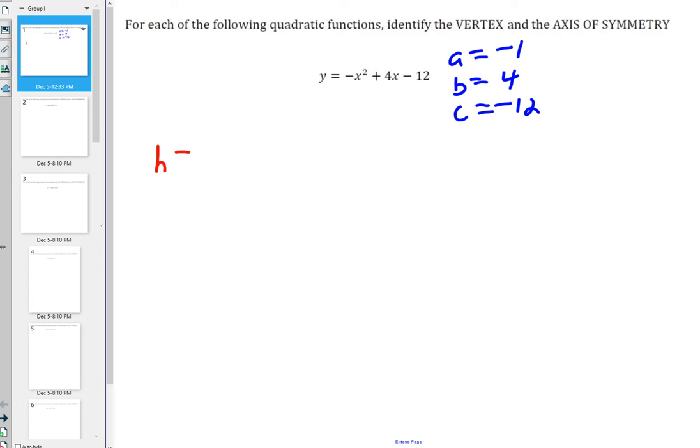So h is equal to -b over 2a. If b is 4, that will be -4 over 2 times a, which is -1. If you either do that in your head or put it in the calculator, you get -4 over -2, which is +2. I could answer the axis now if I wanted to. I'll just wait until the end to write it, but I now know my axis of symmetry is going to be at x is equal to 2.